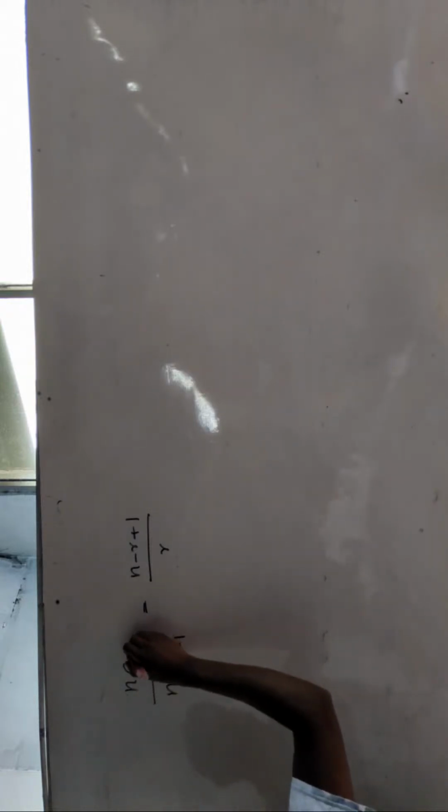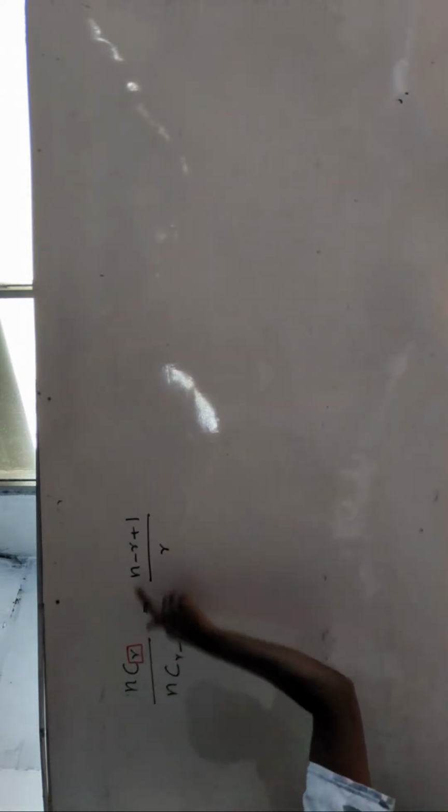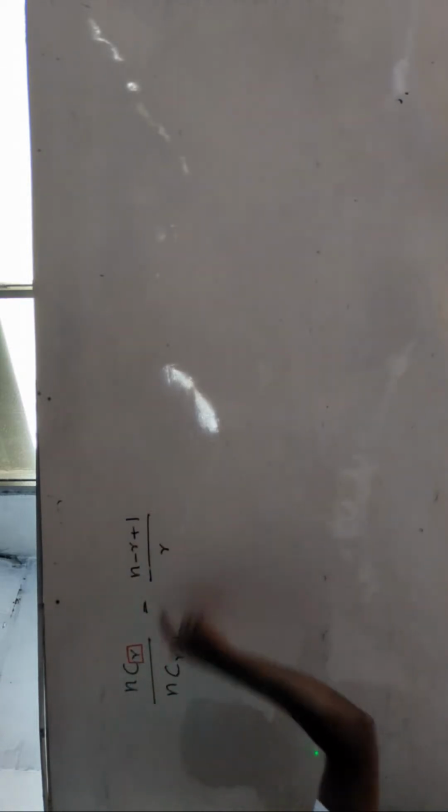Now, where is this r here? You can see r is here and r is here. So when you apply this property today, this r means only this one. So that means n minus r plus 1 over, again, this r.